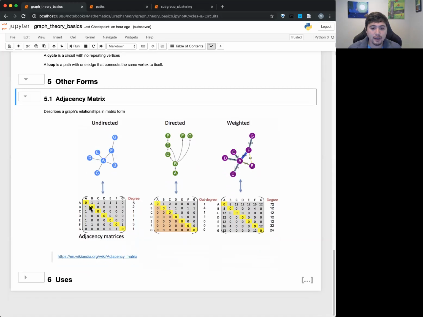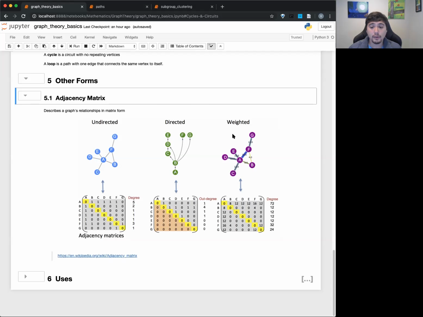For an undirected graph, you'll notice that it's symmetric along the axis here, which makes sense. If you can travel from B to A and A to B, that means they're connected. So you can see A and B have 1, and then B to A has 1. And you can see the different parts here. For example, A is very connected: we have B, C, D, E. It's not connected to G. Okay, makes sense. Cool.